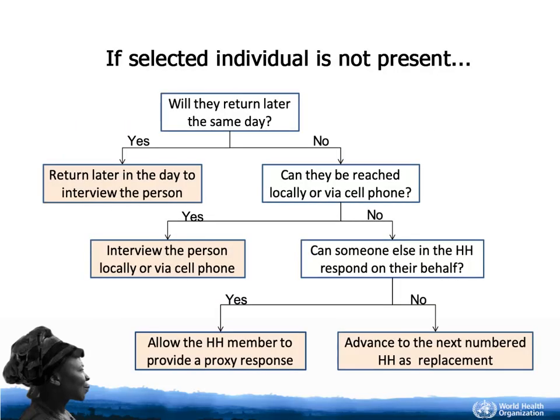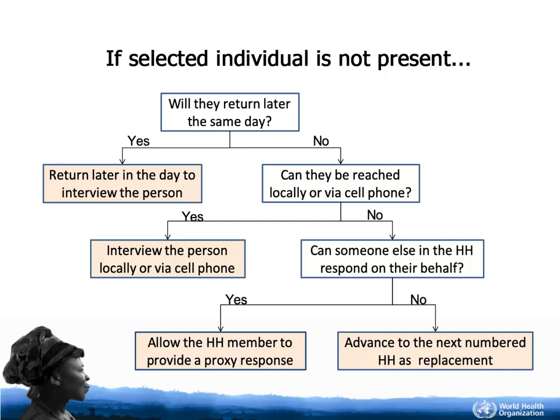If the selected individual is not present, first ask if they will return later in the day. If yes, return to the household later for the interview. If the individual will not return in time, ask to interview the individual either locally or via cell phone. If the individual is not able to be interviewed locally or via phone, ask if someone else in the household can respond on their behalf.